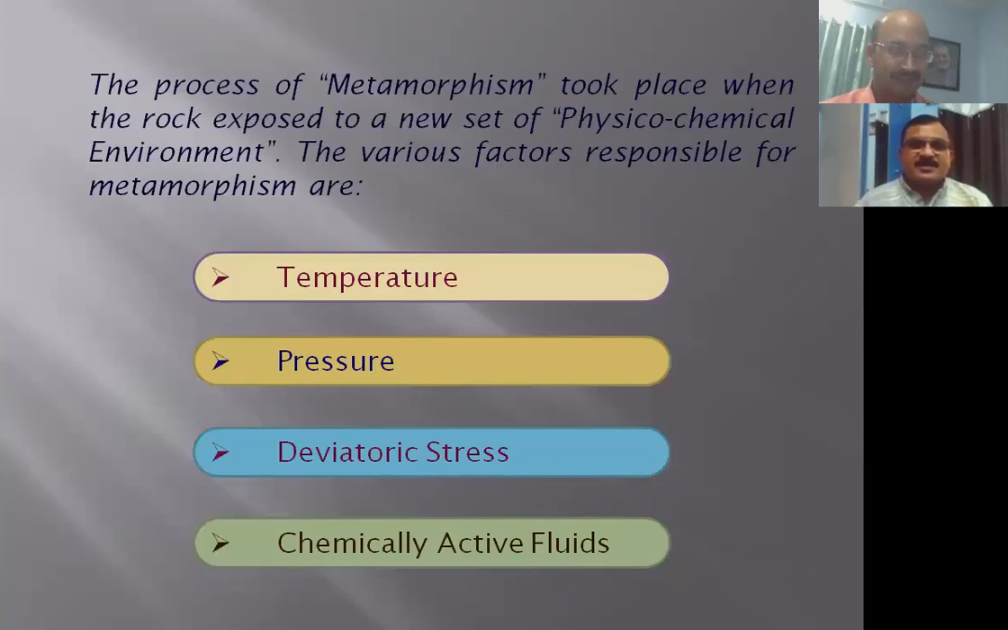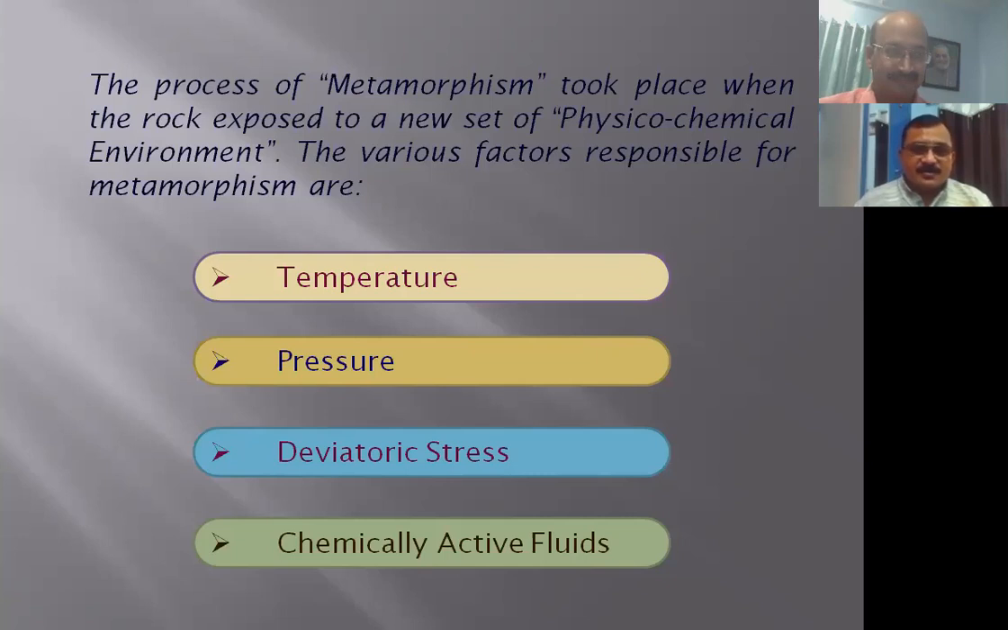Say, for example, there are four factors. Rather than four, it's three types of factors. One is temperature, another one is pressure, and the third one is chemically active fluid. They are termed as P, T, and X. P stands for pressure, T stands for temperature, and X stands for chemically active fluids.